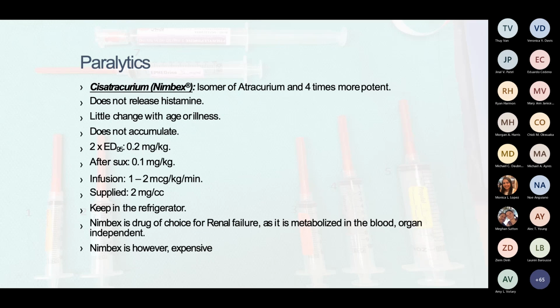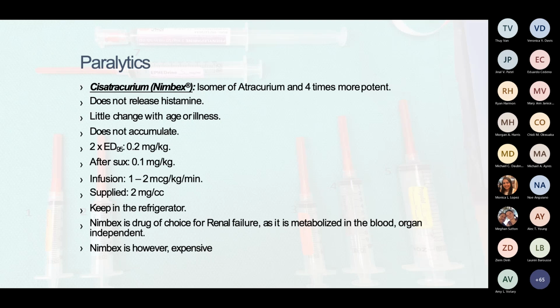Nimbex, or cisatracurium, is an isomer of atracurium, and it's a lot more potent. With that being said, it's almost like water instead of a muscle relaxant. You'll see that you give it, and 20 minutes later your patient's moving again, or you never get very nice muscle relaxation. The nice thing about it, you don't have a histamine release, so it generally doesn't cause any sort of hypotension. It also doesn't tend to accumulate like some of the other muscle relaxants may do.